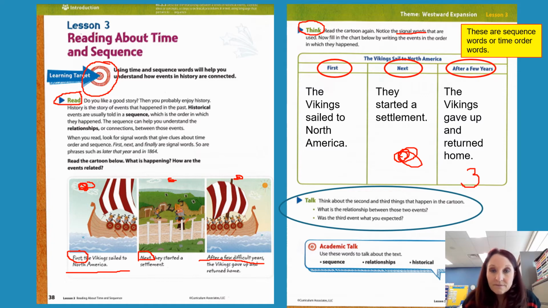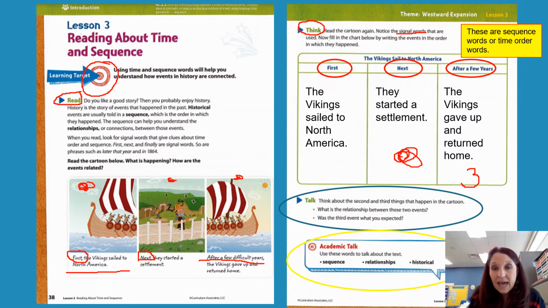And then the next part of the talk section says, was the third event what you expected? Did you expect that the Vikings would give up and go home after they had spent time starting a settlement? Maybe or maybe not. So look at this information that we learned just from 3 pictures and 3 small sentences. We learned a lot about the Vikings. That's because this is a story that we really looked into using the events and how they happened in order.